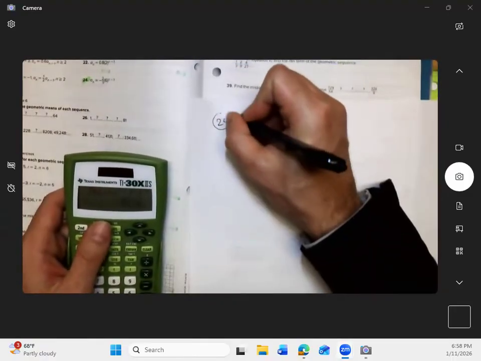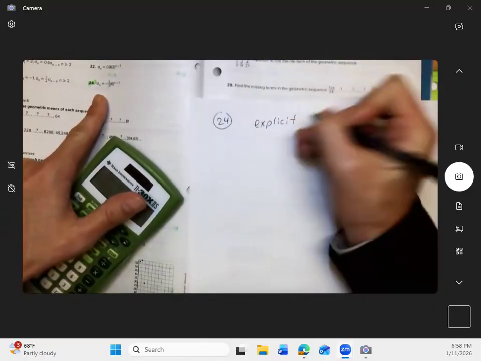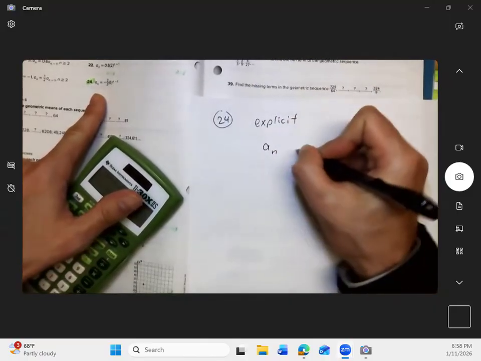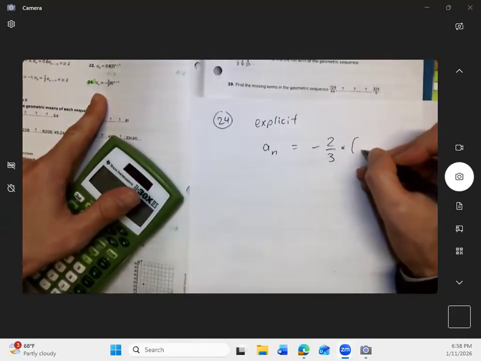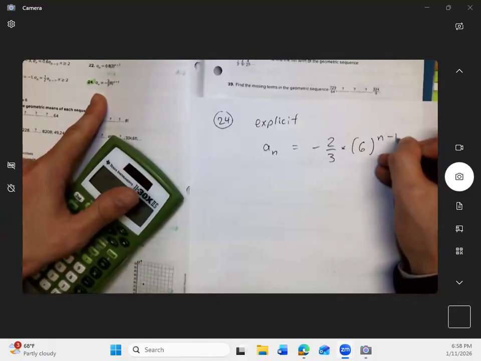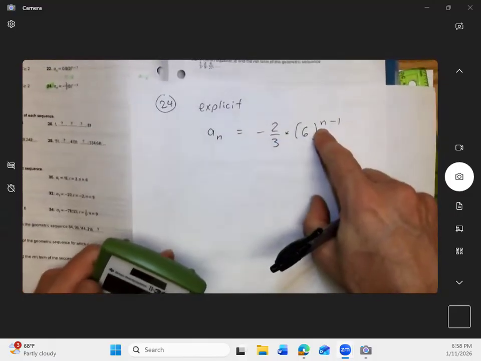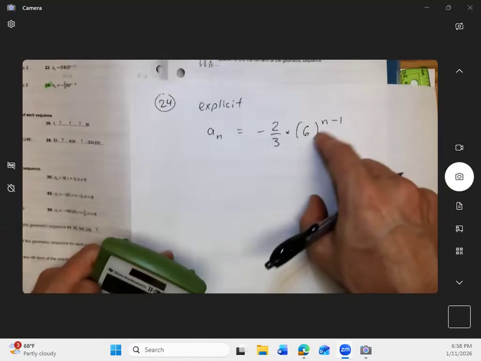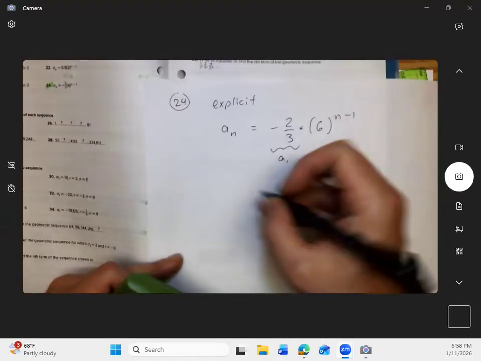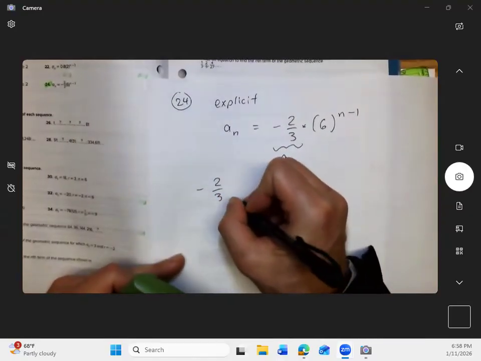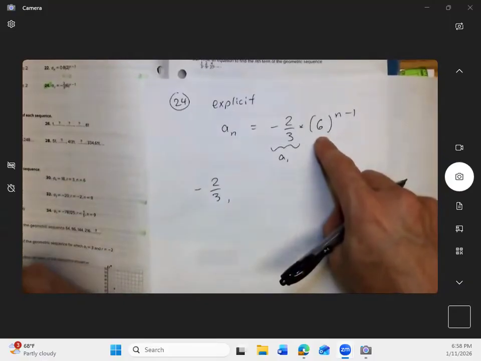Number 24. Now this one, they gave us the explicit form. Explicit. So we have to go recursive with this. So they're telling us the nth term is negative 2/3 times 6 to the n minus 1. Now if I write out the sequence, well, if you plug in 1 for n, 6 to the 0 is 1, you get negative 2/3. Okay, so your A1, your first term, is negative 2/3. Okay. So now after that, we're going to just multiply by 6.